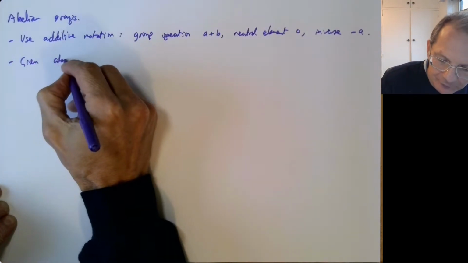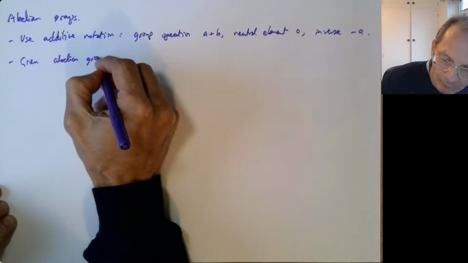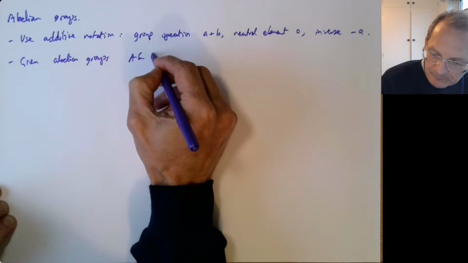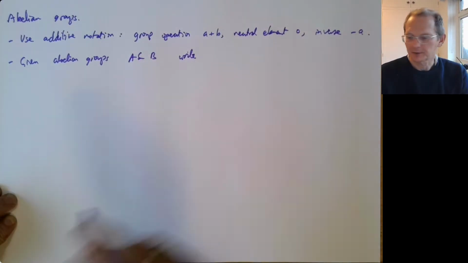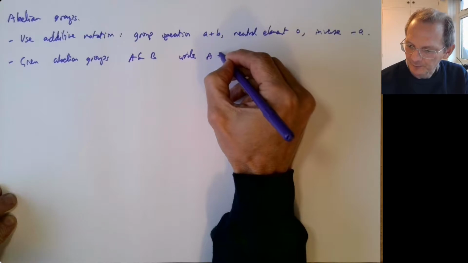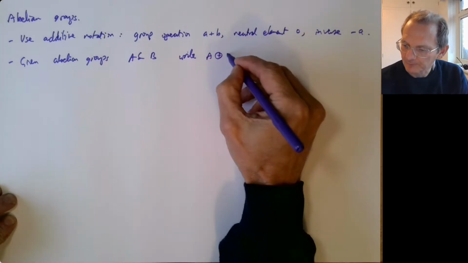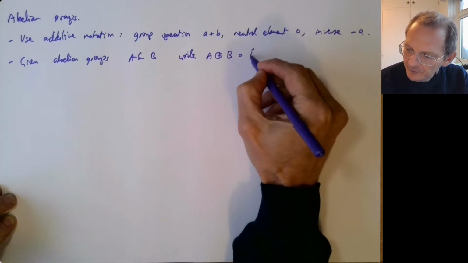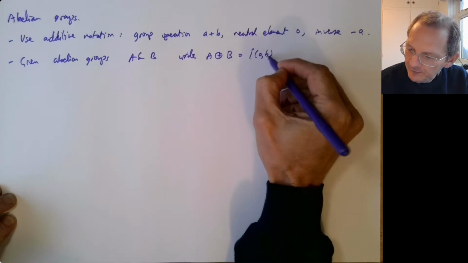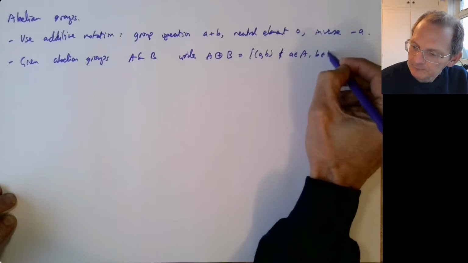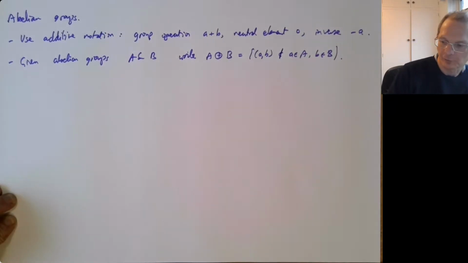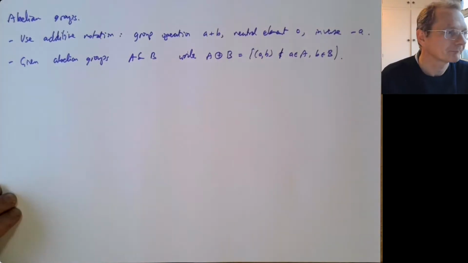So given abelian groups A and B, we can consider their product. It's traditional to write this with a direct sum symbol in this situation. So this is a set of pairs (a, b) with a in A and b in B. So that forms an abelian group in an obvious way.